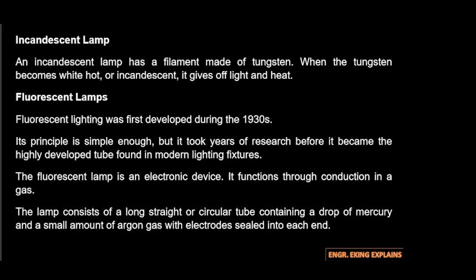Then fluorescent lamp. Fluorescent lighting was developed during the 1930s. Its principle is simple enough, but it took years of research before it became the highly developed tube found in modern lighting fixtures. The fluorescent lamp is an electronic device. It functions through conduction in a gas. The lamp consists of a long straight or circular tube containing a drop of mercury and a small amount of argon gas with an electrode sealed into each end.